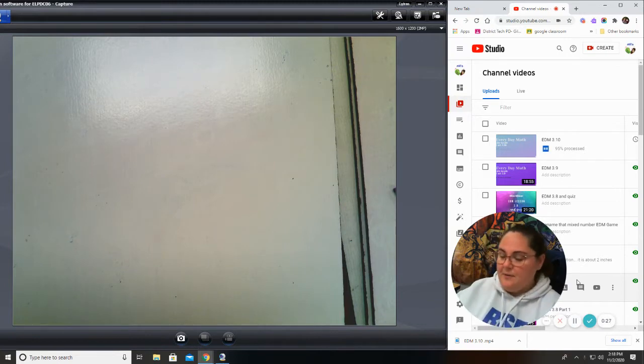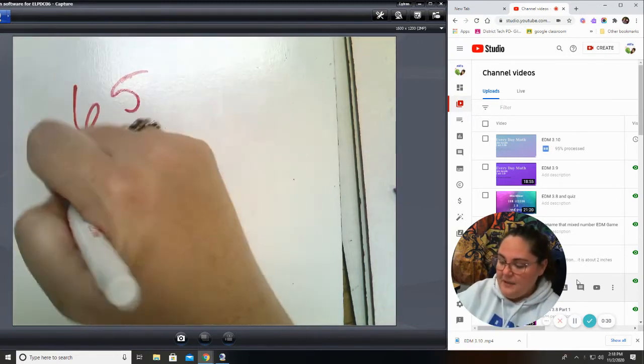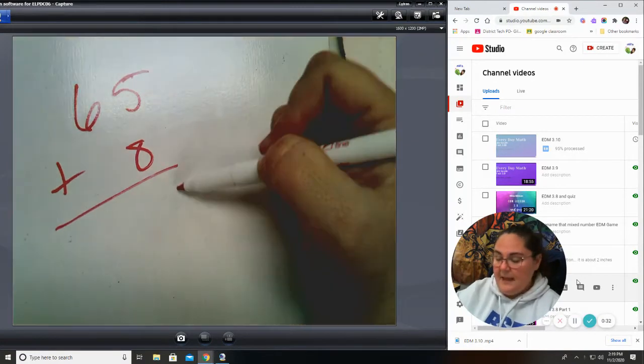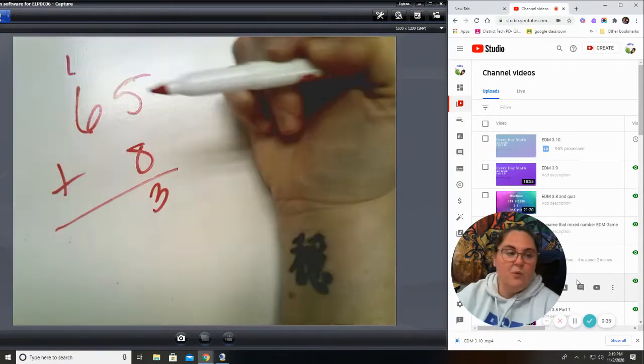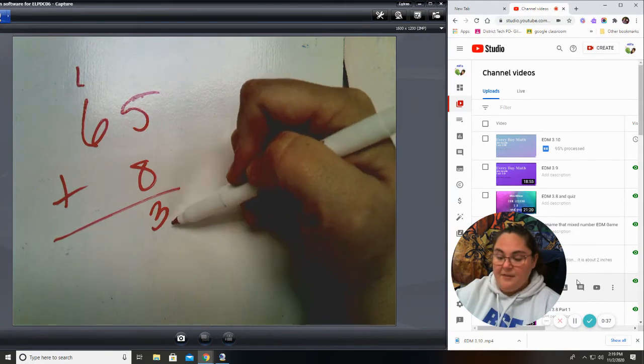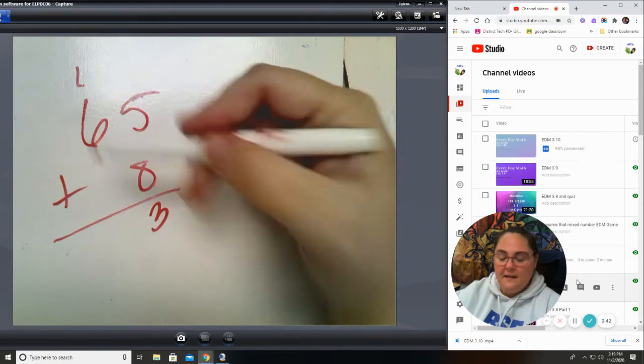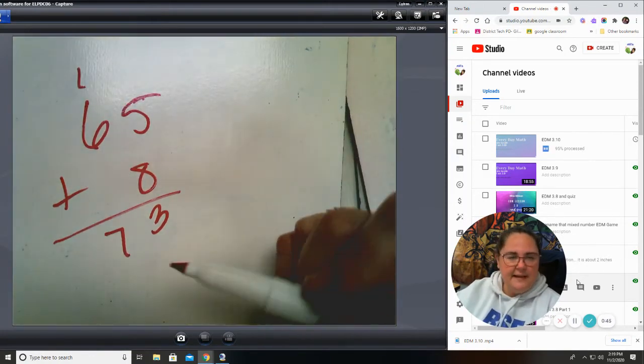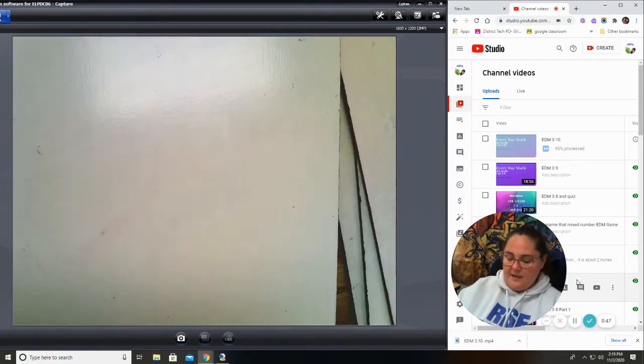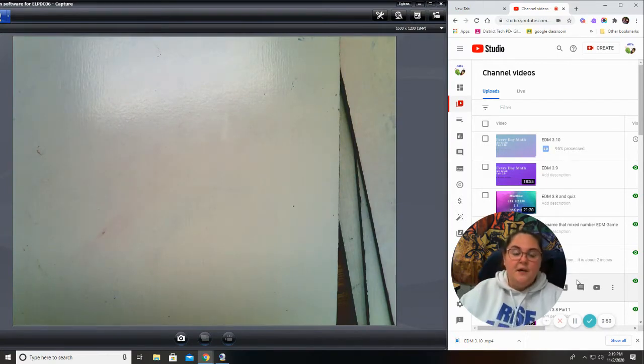So if I were doing the problem 65 plus 8, normally I would do 5 plus 8 equals 13, and I could carry a 1 because my 13 has a 10 in it. So I trade the 13 ones for 1 ten, and that makes it 73, right? The reason we need to know how to convert is because sometimes we might need to borrow when we're subtracting, or sometimes we might get an answer that has an improper fraction and you need to know how to fix it. So we're going to work a little bit on that today.